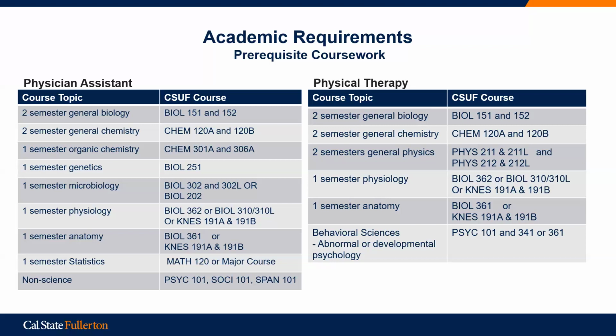Behavioral sciences are a little different here. Instead of having the Soc component, here we have Psych 101, and then typically either an abnormal psych or a developmental psych. Our abnormal psych here is psychological disorders, but it meets the requirement, and that's the 341 course, or Psych 361, which is our developmental psychology.